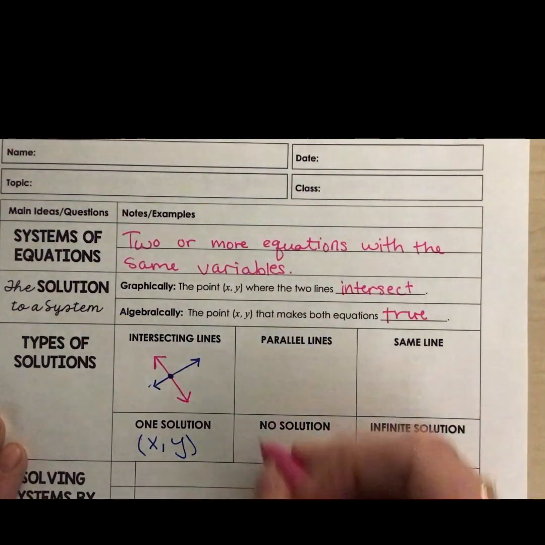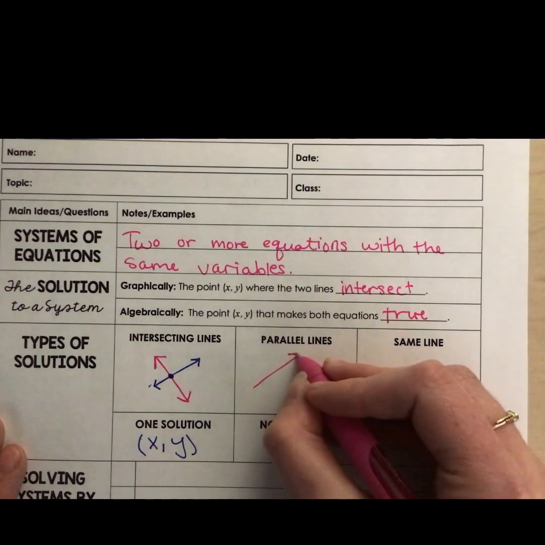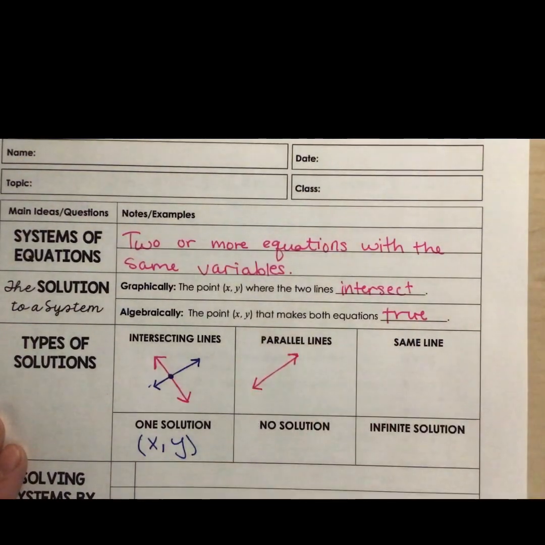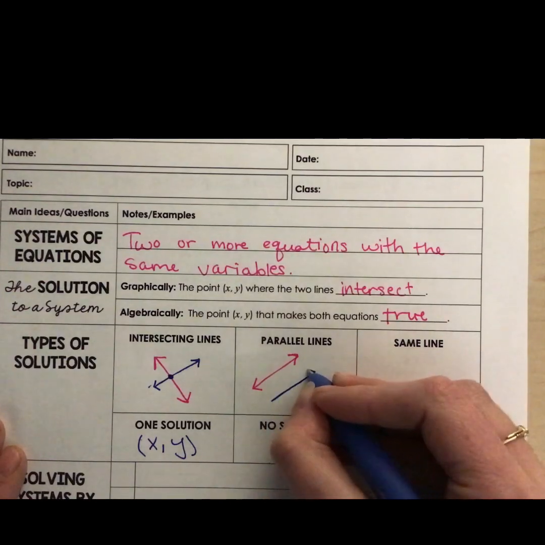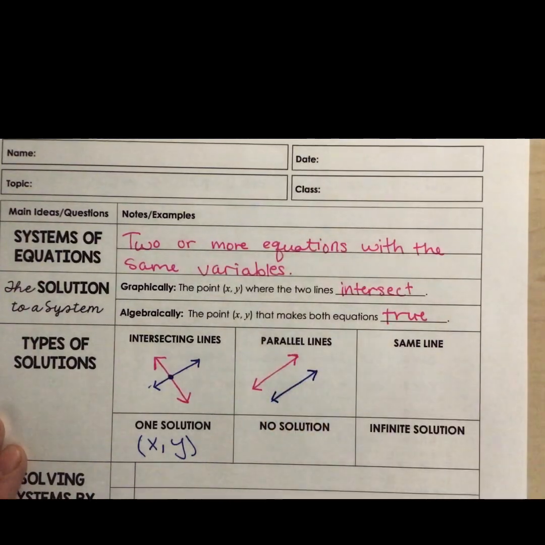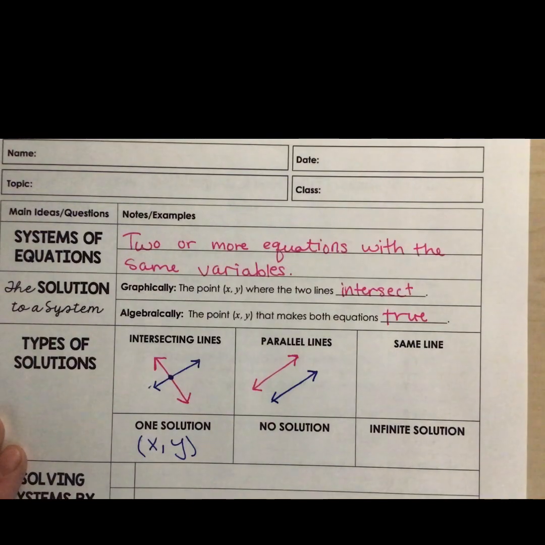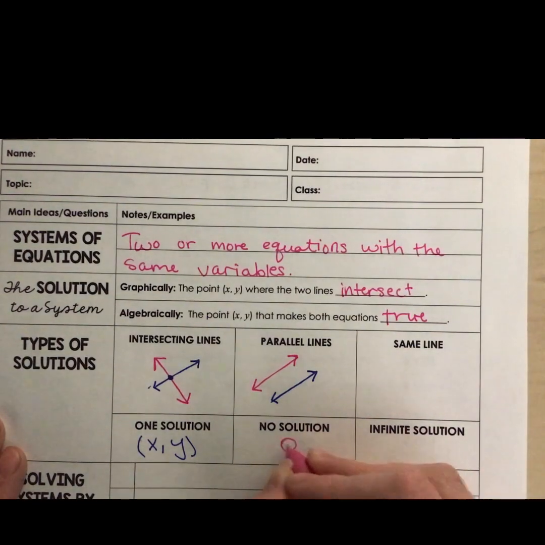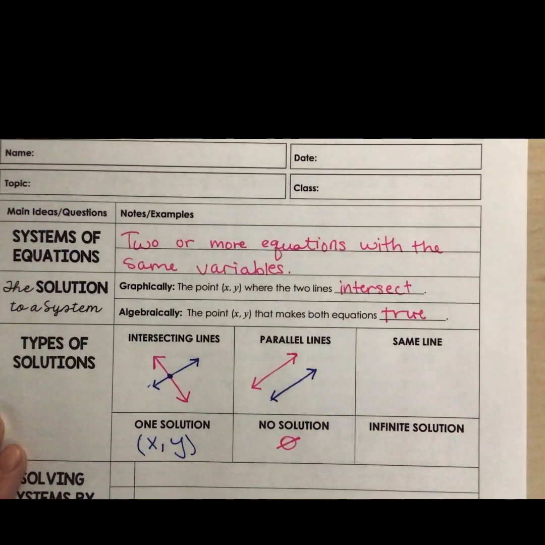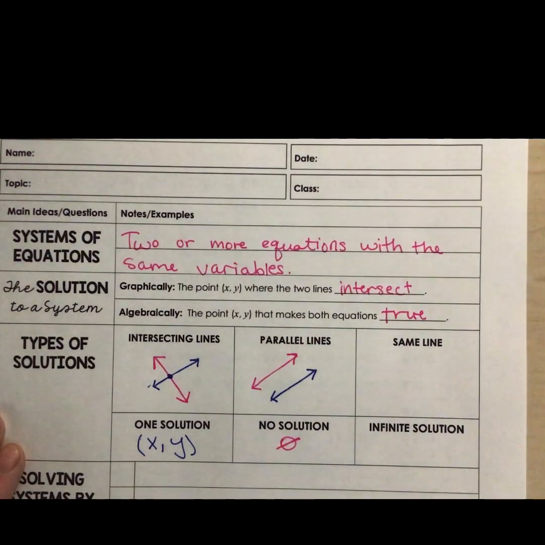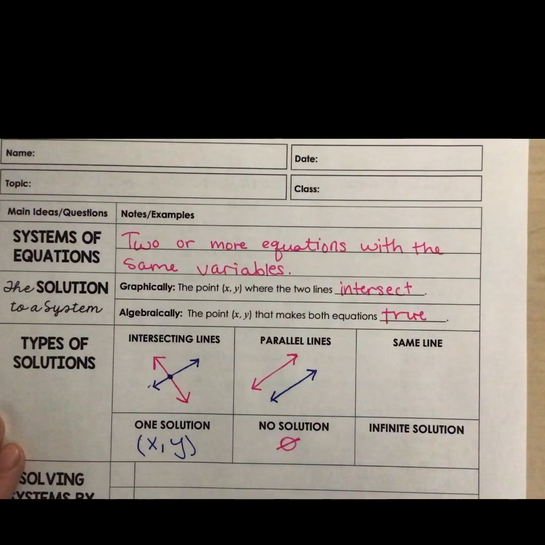Sometimes, though, we'll have parallel lines. And as we talked about a few lessons ago, parallel lines never intersect. So they would look something like this, or two railroad tracks running alongside each other. And we say these have no solution. In other words, we use this zero with a slash through it. That tells us no solution. There is nothing here that will give us an answer.